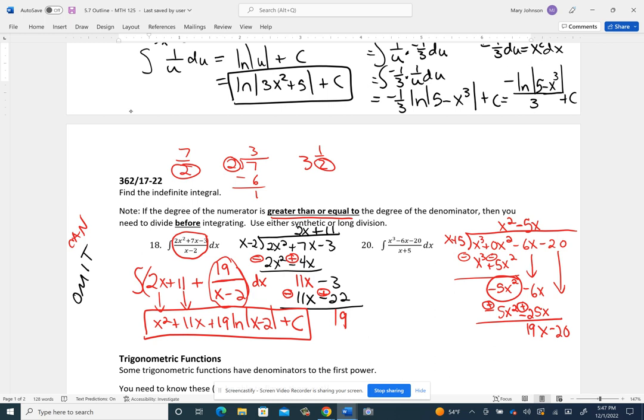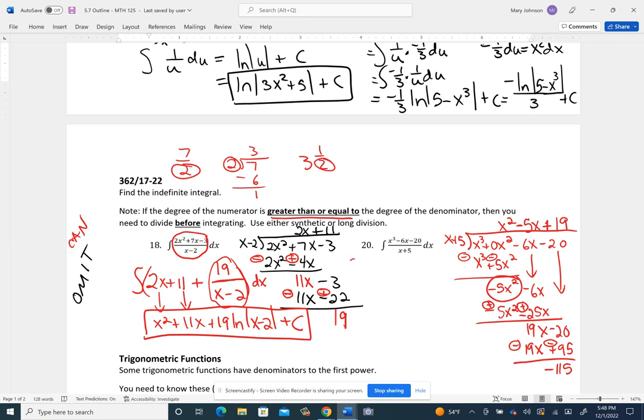Divide one more time. And I would get 19. When I multiply back, I'd have 19x. And then 19 times 5. 19 times 5, is that 95? Let's see. 50 plus 45. That's 95. Okay. And then I've got to subtract. So I'm going to change the signs. And I wind up with a negative 115 as my remainder.